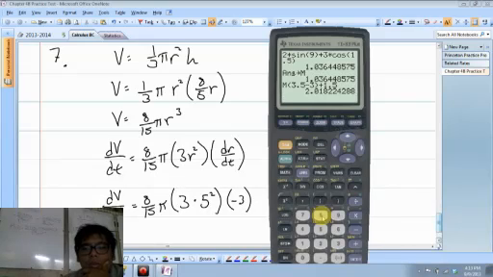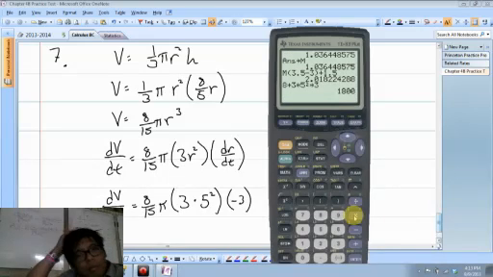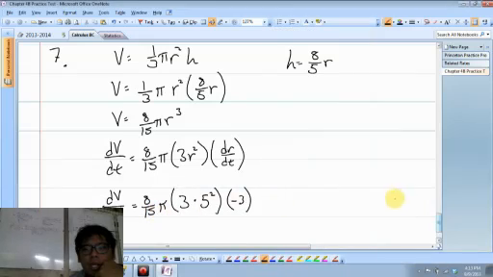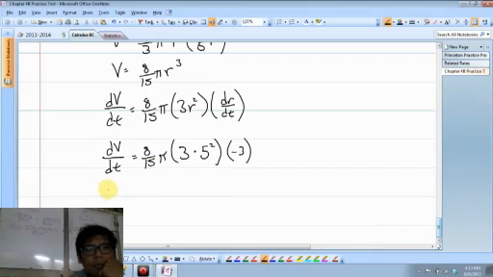Let's do the numerator first. 8 times 3 times 5 squared times 3 divided by 15. So we got 120. Yes. So that tells me dv dt is negative 120 pi.